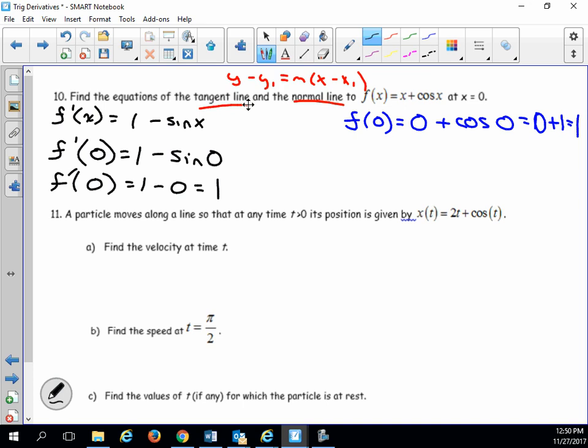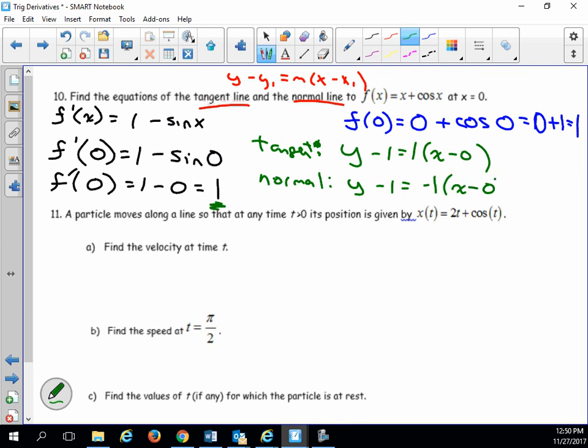This is f prime over here. So, tangent line: y minus 1 equals 1 times x minus 0. Normal: y minus 1 equals the opposite reciprocal of this, negative 1, times x minus 0. You don't have to write x minus 0, you can just write x, that's fine. I wrote it there so you can see where things were going. There's my equations of tangent lines and normal lines.